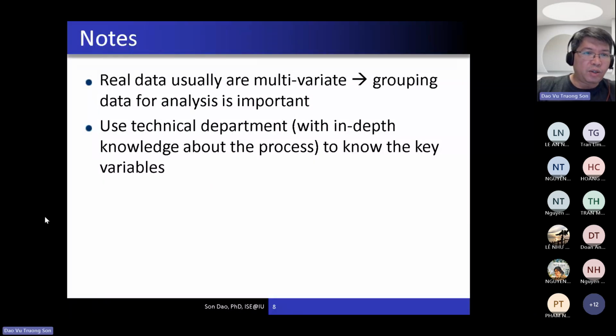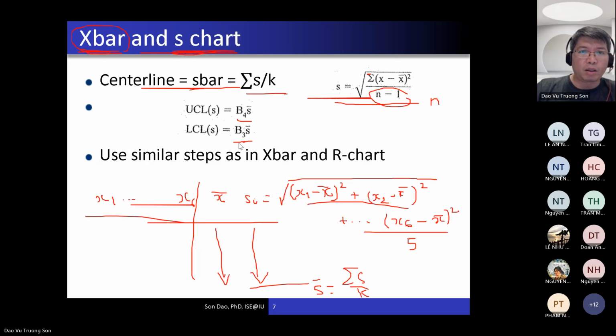So you can do exactly the same thing for the other case, similar to the one we already have. If you want to try, please perform the same thing using the S chart.